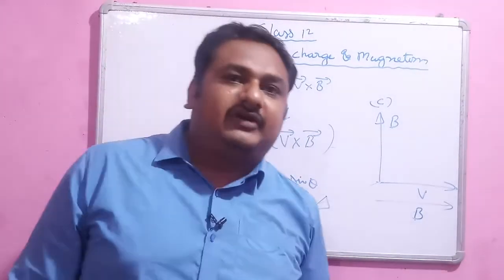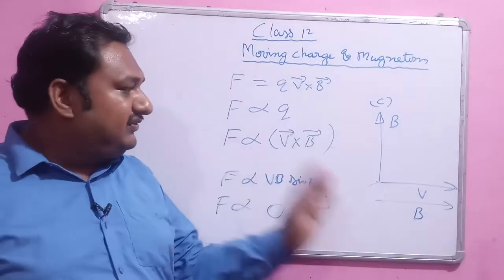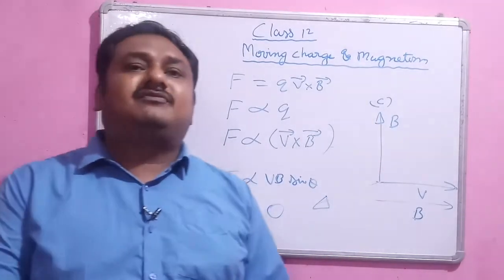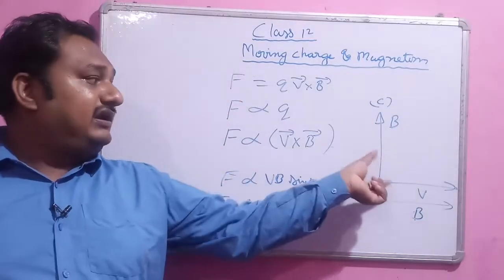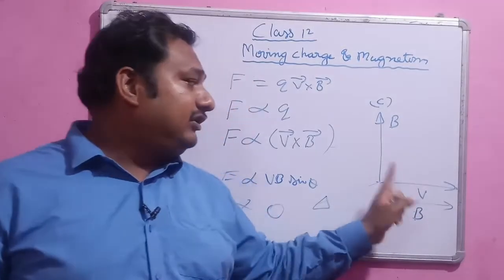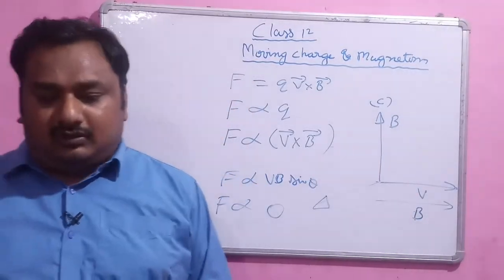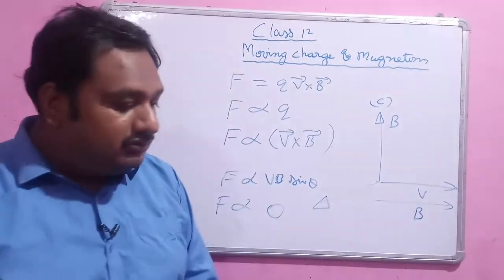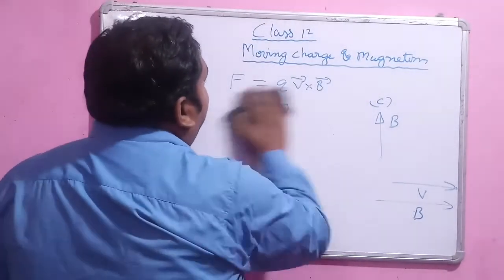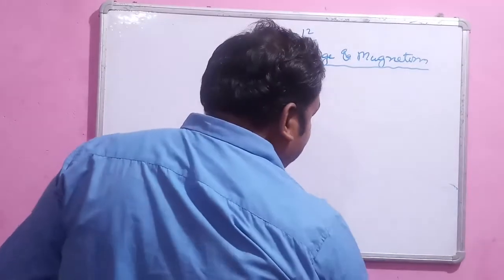It will be maximum when the angle between them is 90 degrees, and it will have some value when there is a finite angle between the velocity and magnetic field. Okay, now it is measured in Tesla. We will measure the magnetic field in Tesla.